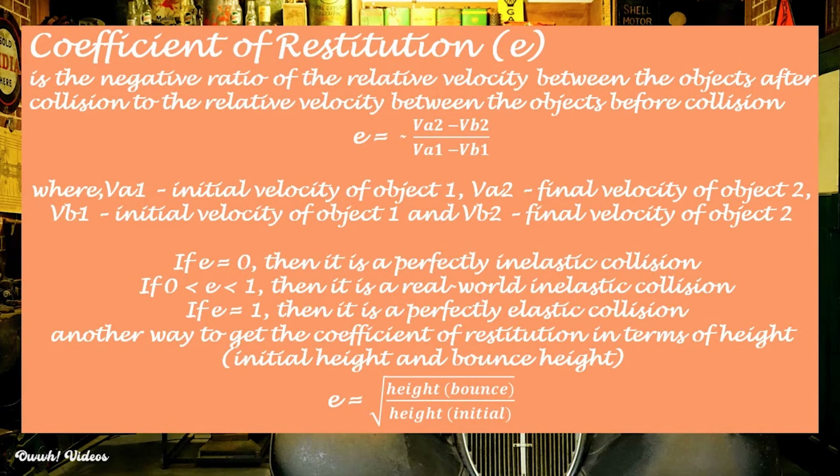If e equals 0, then it is a perfectly inelastic collision. If 0 is less than e, less than 1, then it is a real-world inelastic collision. If e equals 1, then it is a perfectly elastic collision. Another way to get the coefficient of restitution is in terms of initial height and bounce height. e is the square root of height bounce over height initial.